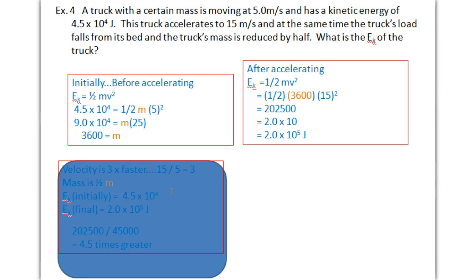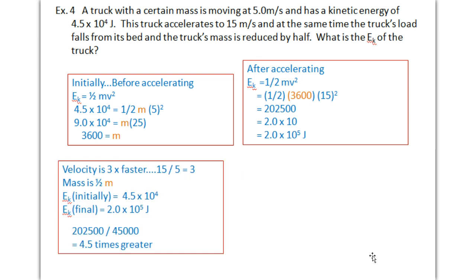But how much did the kinetic energy increase? So if we look here, and this is what you should pull from this question now. The velocity was made 3 times faster, went from 5 meters per second to 15. Its mass dropped by half. It had an initial kinetic energy of 45,000, a final kinetic energy of over 200,000. If we do a comparison here, you would find that it's 4.5 times greater. So velocity has a much greater impact on kinetic energy than mass does.